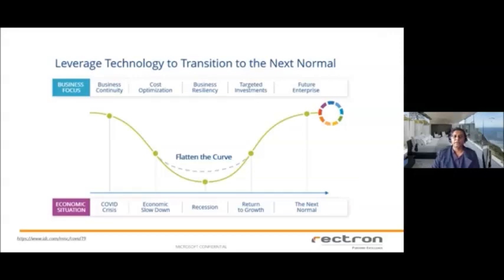We've got a crisis, we've got economic slowdown, we've got a recession we're heading into most likely, but we hope at some point we'll return to growth and have the next normal. And in that sense, coining the term flatten the curve, I thought it was quite relevant to us here because we represent the IT market. It's really about how do we collectively flatten that curve and accelerate out of that economic slowdown recession period and start returning to growth.